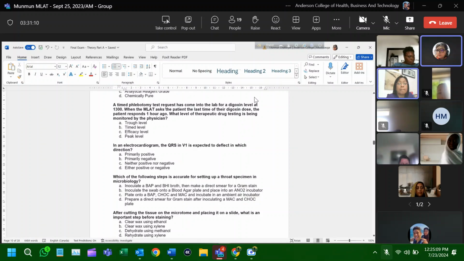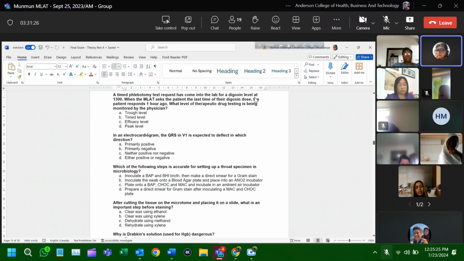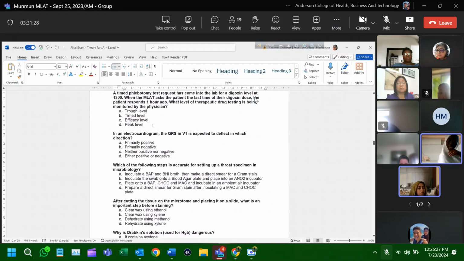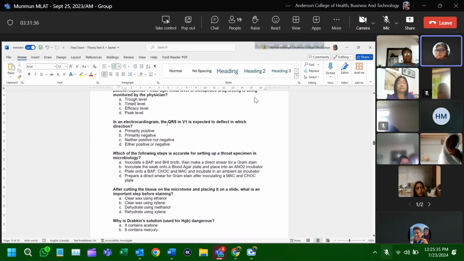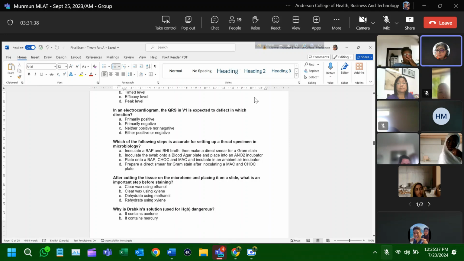When an MLT asks the patient the last time of the digoxin dose, the patient responds 1 hour ago. What level of therapeutic drug testing is being monitored by the physician? Trough level, time level, efficacy level, peak level. You already learned this. I think trough level. It's already in there. Okay, so just check your answers. I'm just giving a couple of hints.